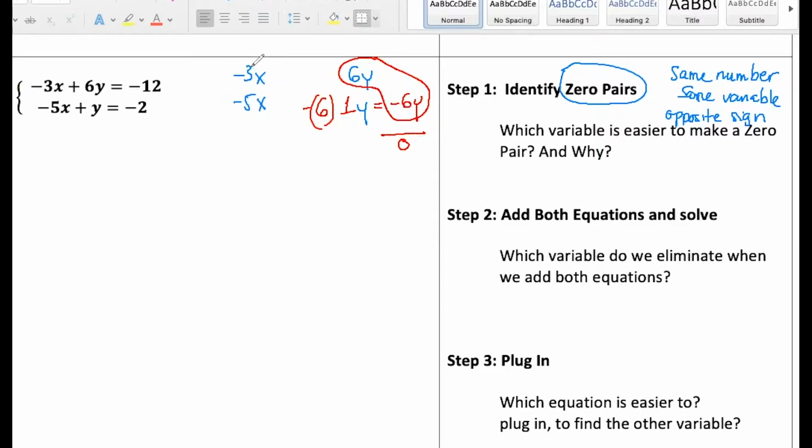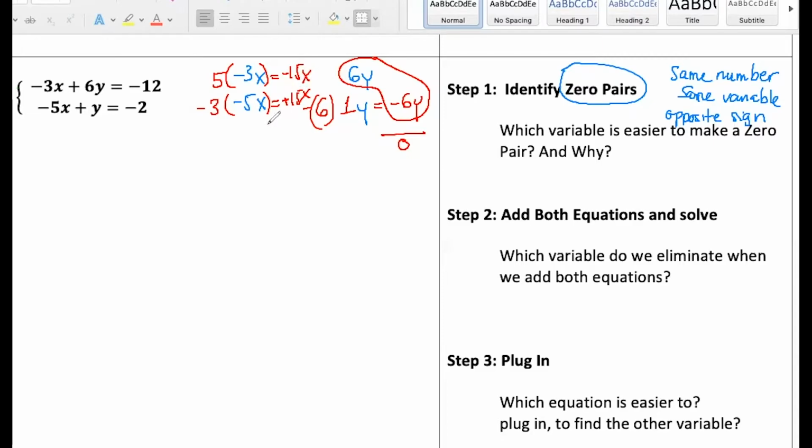But over here, negative 3 and negative 5, in order for me to make them into a zero pair, 3 doesn't go into 5, 5 doesn't go into 3, meaning I have to multiply twice, and this is what I mean. I multiply by 5, right? It's going to give me negative 15x. And right here, I'm going to multiply by the other one, that's going to be 3, right? And I also have to multiply by negative 3. It's going to give me negative 15x. So as you can see, my bad, it's going to be positive 15x.